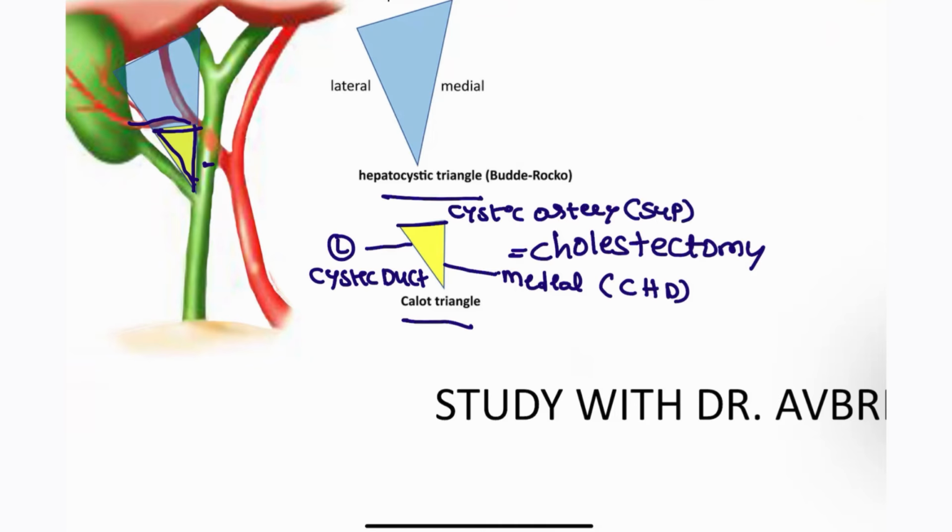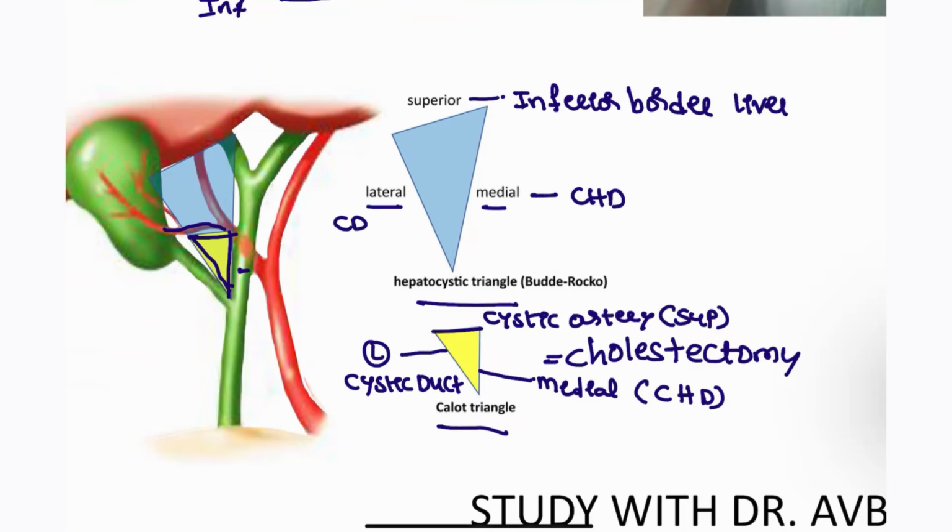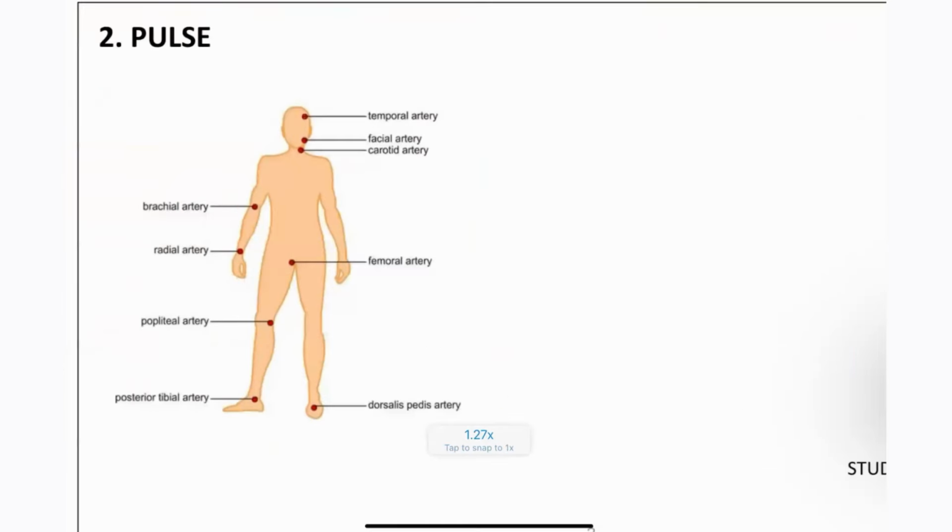Next, hepatocystic triangle. In the hepatocystic triangle, the superior border is the inferior border of the liver, and medial, again the same content, common hepatic duct. On the lateral side, cystic duct. The only differentiation between these is that in Calot's triangle the superior border is the cystic artery and in the hepatocystic triangle it is the inferior border of the liver. Next, moving on to the pulse points, guys.